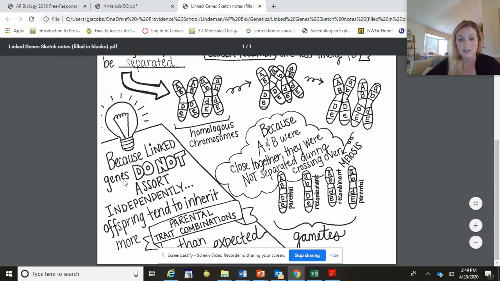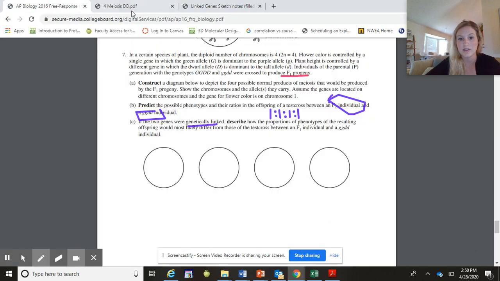So you could say if they were not assorting independently, or if they were linked, then they would have more parental trait combinations than expected. That would be a good answer there, is that they would have more parental trait combinations than expected, and they would not show the 1-to-1-to-1-to-1 ratio. There would be different combinations going on there. There'd be a different ratio.